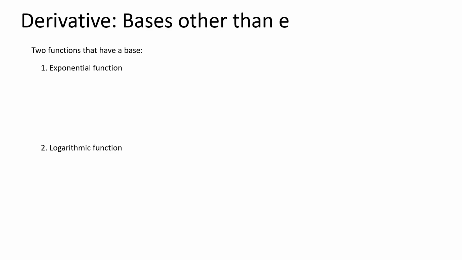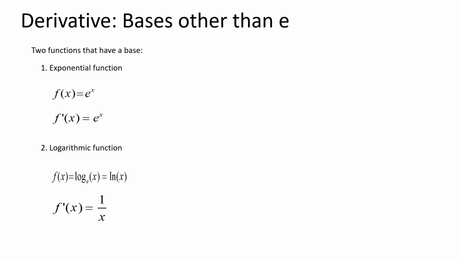Previously, we learned how to take the derivative of a function that has a base of e. The exponential function will be e^x. The derivative of e^x will be e^x. The logarithmic function will be log base e, which is also known as the natural log, ln x. And the derivative of ln x comes out to be 1 over x.